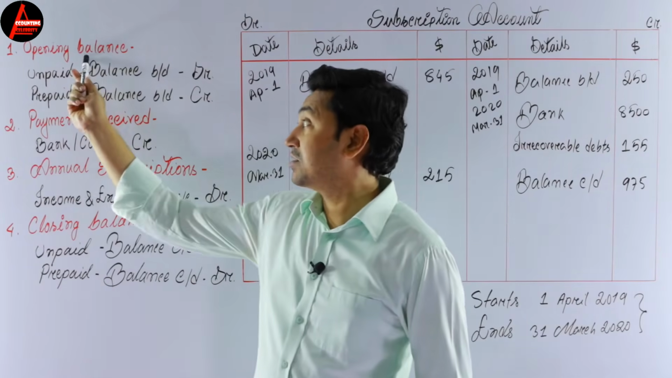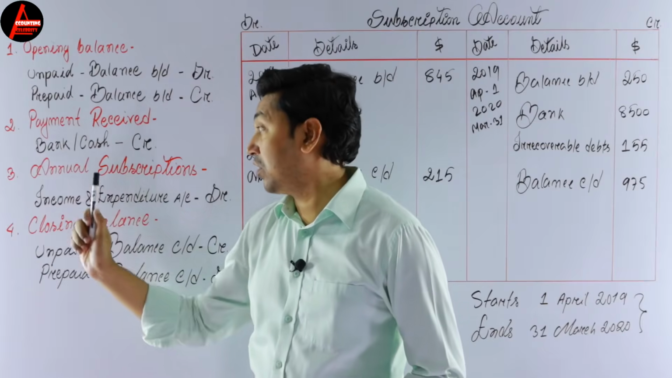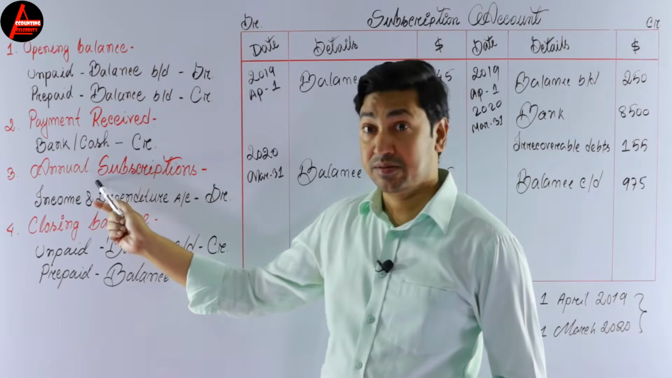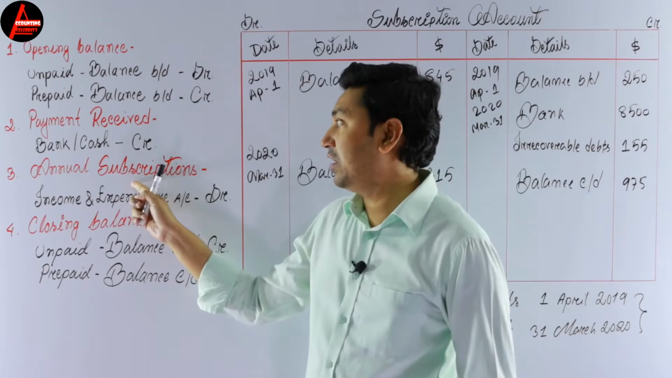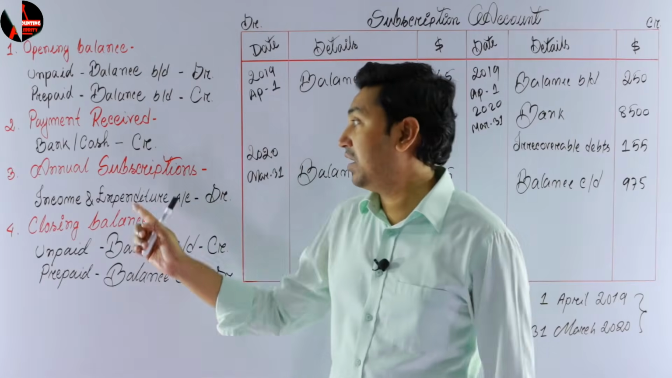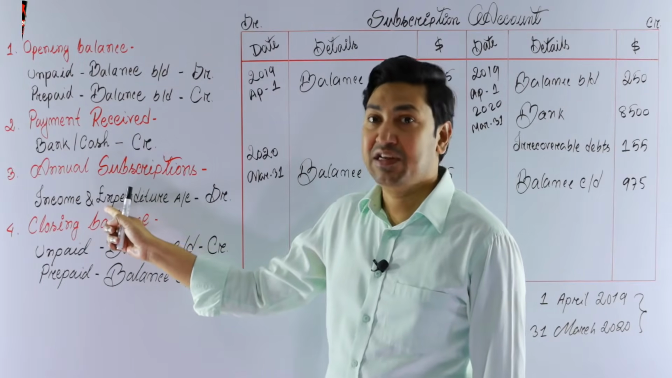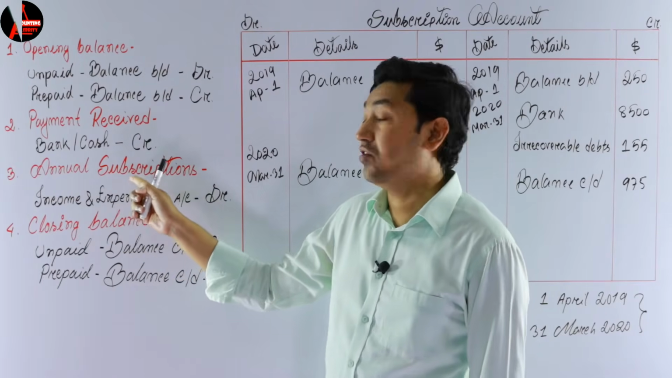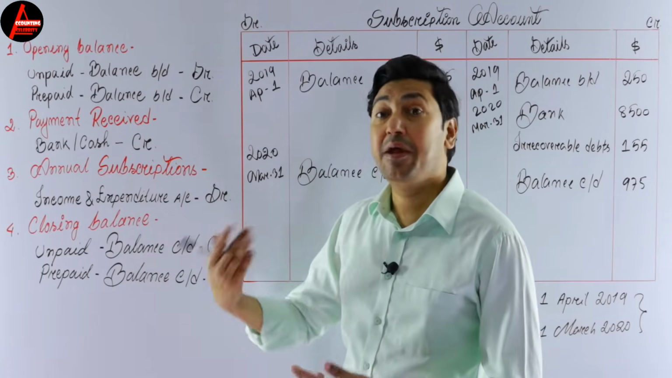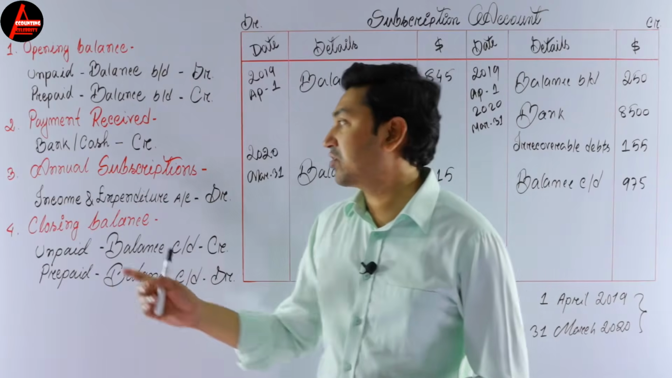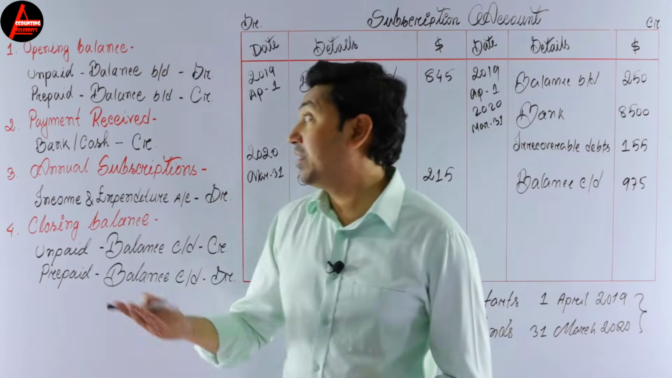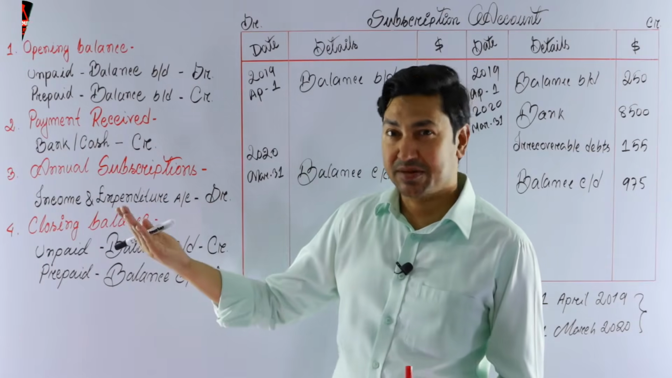We got opening balances, we got payment received, we got closing balances, but we did not get annual subscriptions. So now this is our requirement. The balancing figure, the difference between debit and credit, will be here, the income and expenditure account, which is annual subscription. Okay, here in this question, this is our requirement. Maybe in another question, you need to calculate closing balance. There will be no closing balance, you need to calculate it. Maybe there will be no payment received, meaning subscription received.